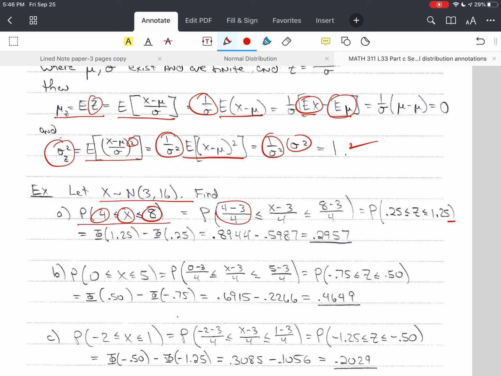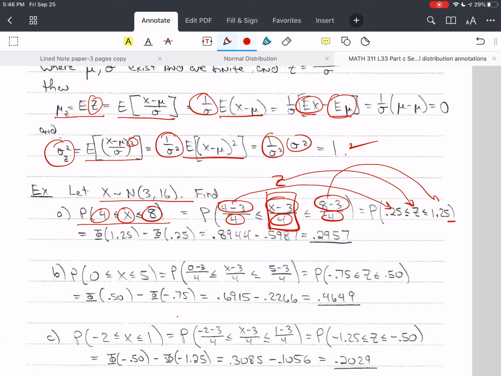So 4 minus 3, I'm subtracting the mean. That would be the first thing I would do, and I have to do it to all 3 parts. Then I divide by the standard deviation. When I do that, this gives me a Z, and this gives me the 1.25. Of course, that's phi of 1.25 minus phi of 0.25.